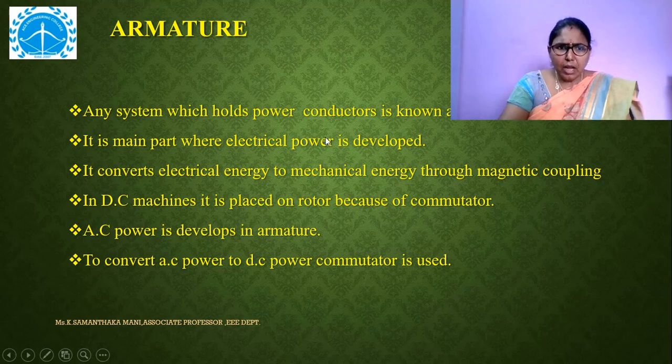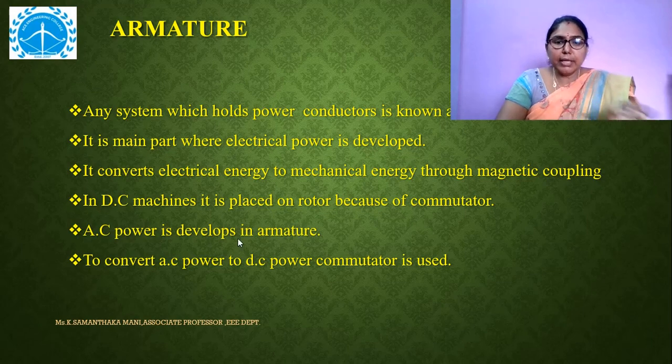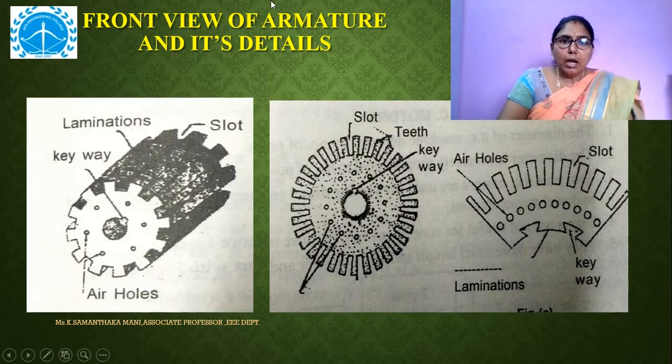In DC machines, the armature is placed on the rotor because of the commutator. Here, as we have seen earlier, the EMF induced in the DC generator is alternating in nature, and that has been converted into DC by using a commutator. Now we are going to see in detail the armature construction and its details.